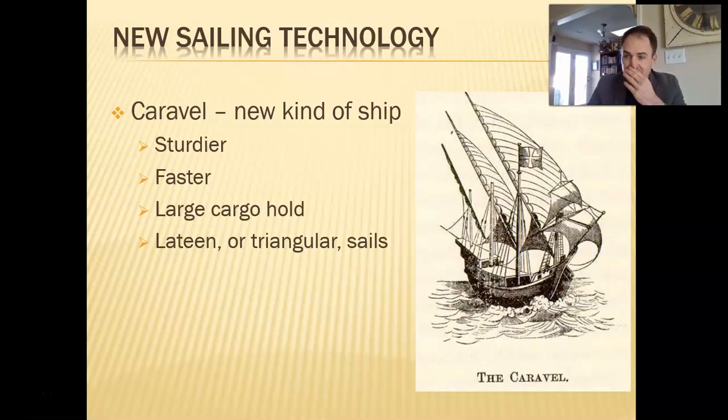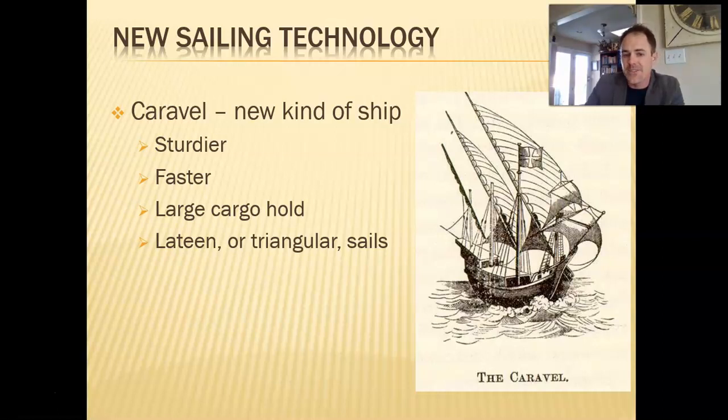But remember, I also said there's some new sailing technology that is enabling this exploration. Number one, a new kind of ship you see there. It's called a caravel. Now, a few things about it. So the caravel, it's sturdier than ships before, these ships that have been plying the Mediterranean Sea for centuries, or the dhow. So it could withstand the longer voyages across the ocean.